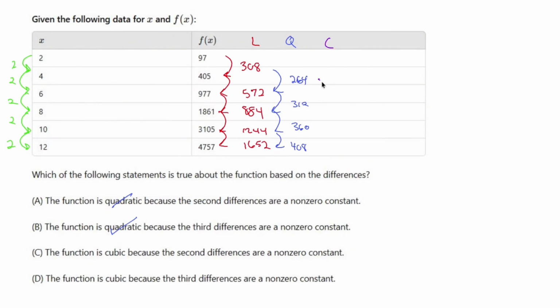So cubic is going to be 312 minus 264, which is 48. Looking at you, you're also 48. Looking at you, you're also 48. So this is cubic. And the reason why it's cubic is because the third differences are a non-zero constant.